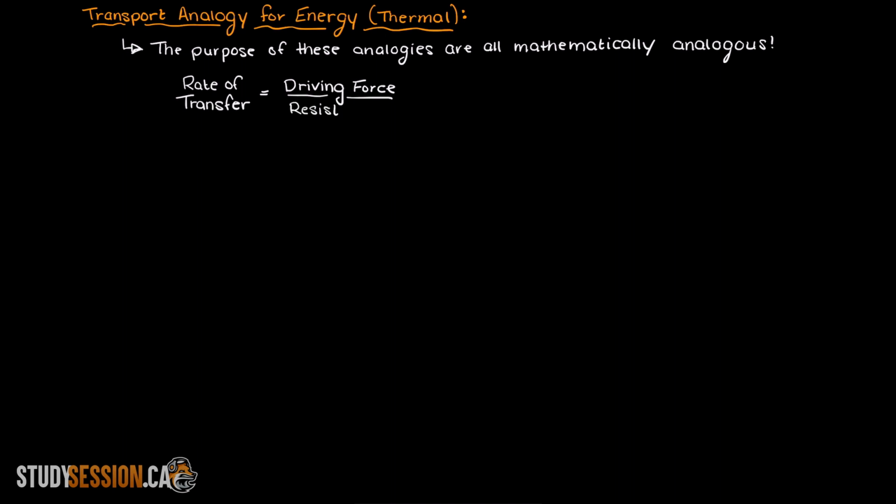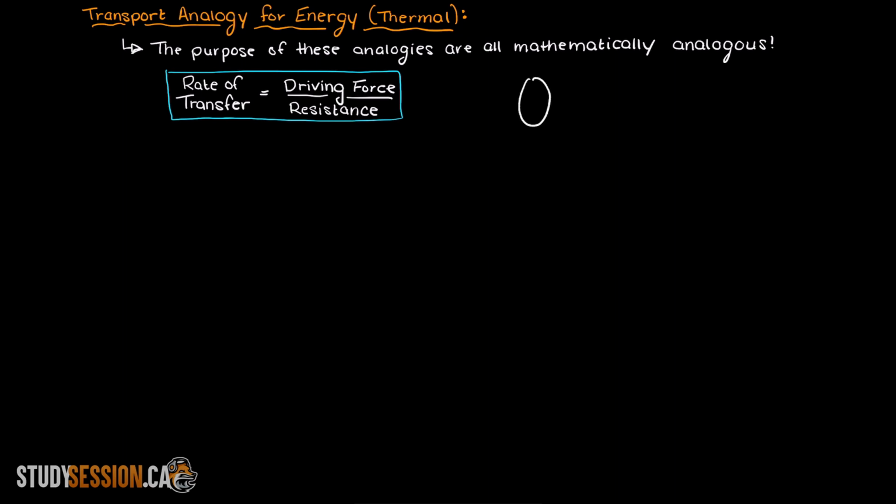Hi everyone. In this video, we're going to be talking about the transport analogies as it relates to the transport of thermal energy. The analogies for electric charge, mass, and momentum transfer videos are all available in the description below if you're interested. The purpose of these analogies is to demonstrate how electric charge, mass, heat, and momentum transfer are all mathematically analogous. By that, I mean that the transfer of all these properties act according to a general rate equation. So the rate that something occurs is the driving force over the resistance against it.